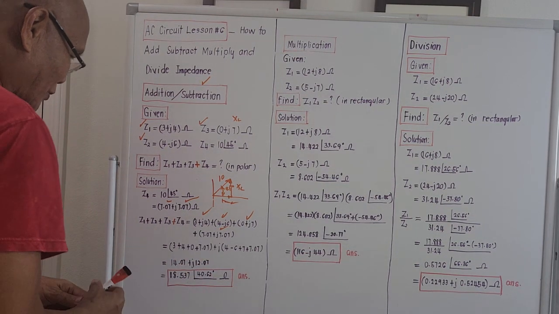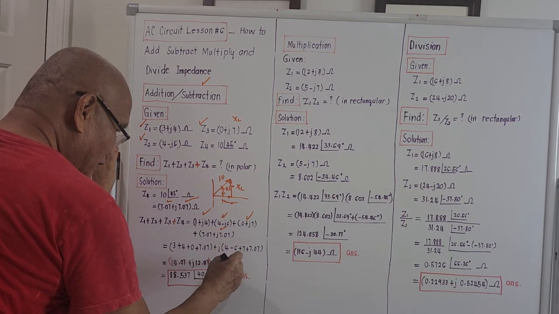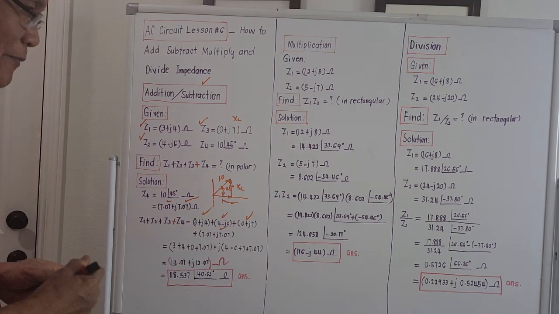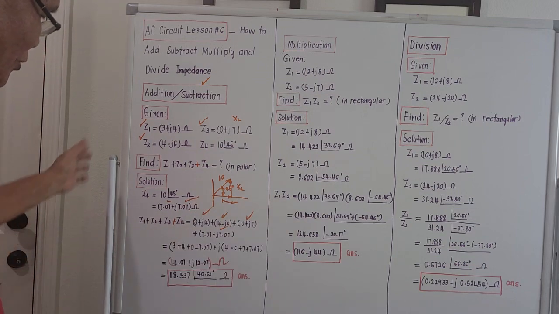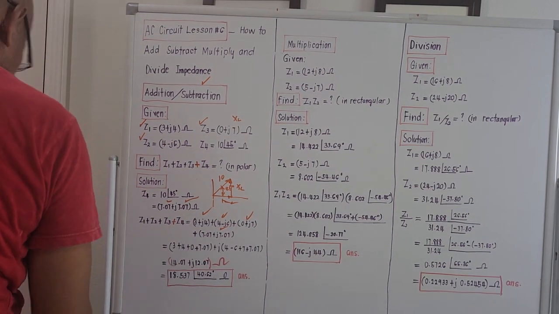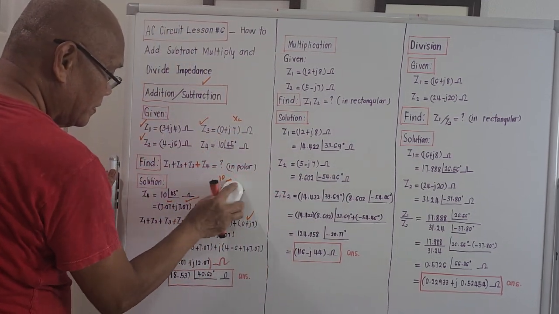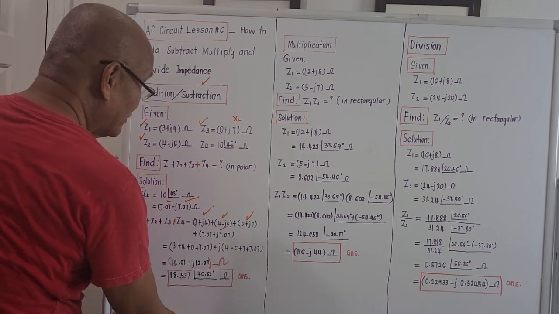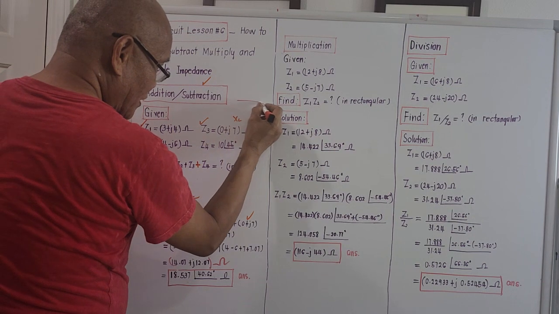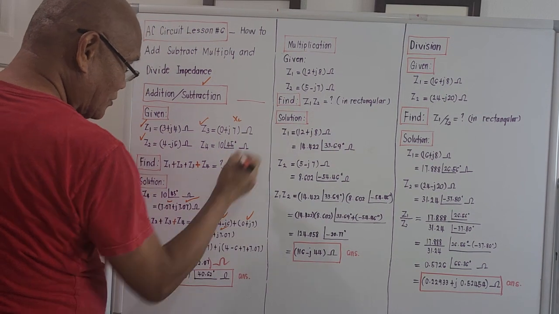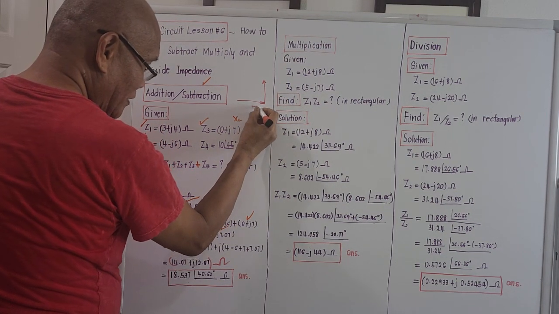Okay? So that is actually already our answer in the so-called rectangular form. But the problem is testing your knowledge of the conversion from rectangular to polar. So what do you do with this one? It seems we are given the real part, imaginary part. This is the real part. This is plus, so the imaginary part is upward. Okay? We are given this.